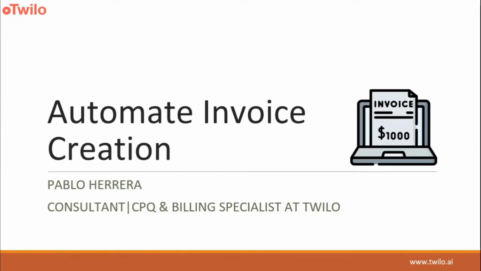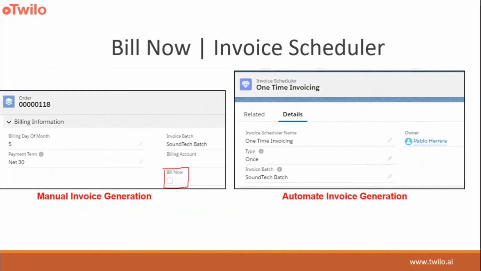In this video, we're going to look at automating the invoice generation in Salesforce Billing using invoice schedulers. Salesforce Billing allows you to create an invoice manually from a single order using the Bill Now checkbox located in the order record. You can also automate the invoice creation process with an invoice scheduler. The invoice schedulers evaluate unbilled order products based on user-defined criteria and then create an invoice with invoice lines for each matching order product.